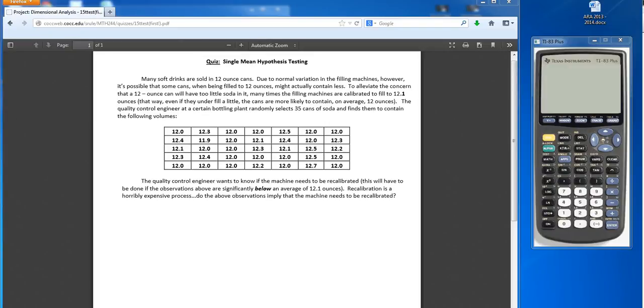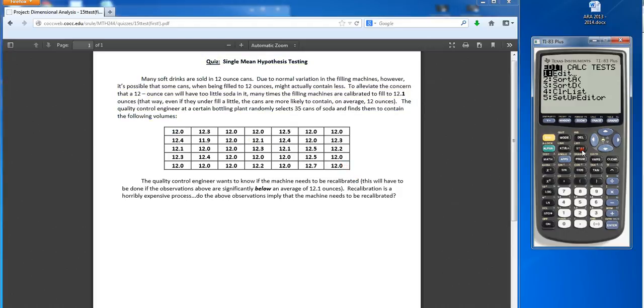Hey everybody, the purpose of this quiz is to get us some solutions to the hypothesis test on soda volumes. We've got a 12-ounce can. We're going to fill on average to 12.1, and we're going to see if our machine is actually doing that correctly. So we take a nice precise meter, measure 35 soda can volumes. Here's the results we get.